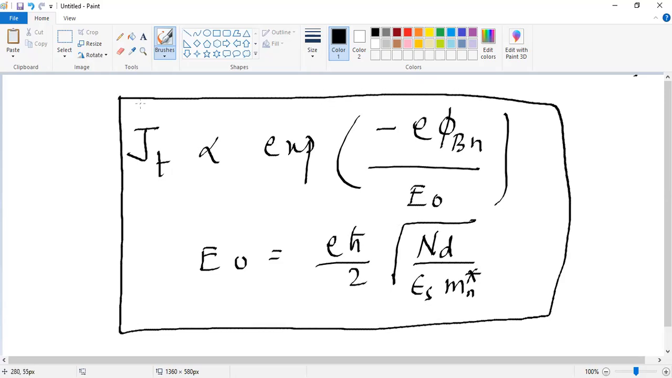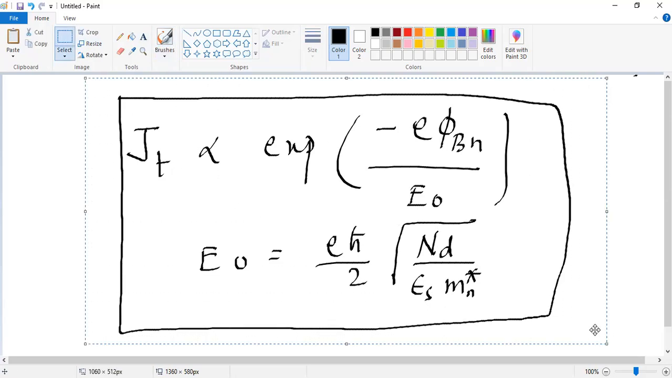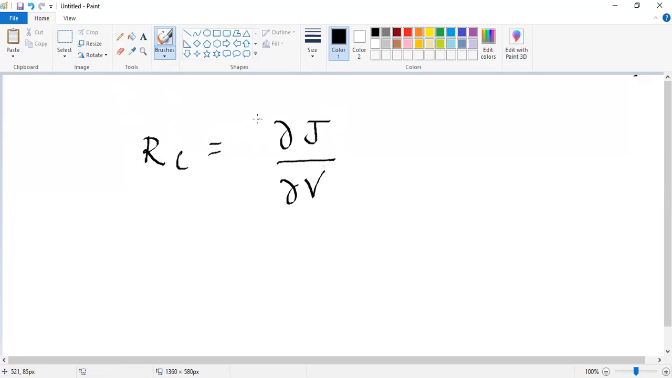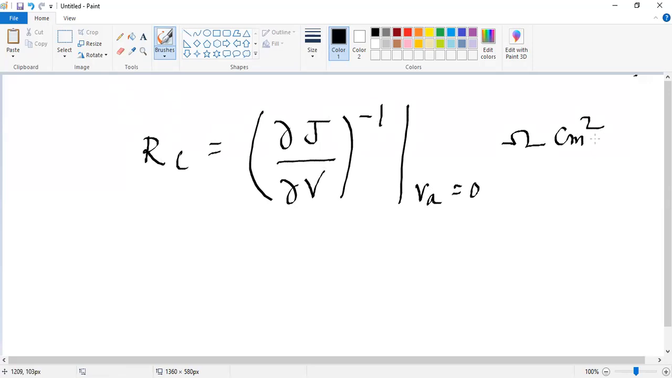There is one more thing we should know, which is known as the specific contact resistance. What is that? We will just define the formula for this. The specific contact resistance is defined as the inverse of ∂J/∂V, evaluated at applied voltage equal to 0. The unit we can write as ohm-centimeter squared.